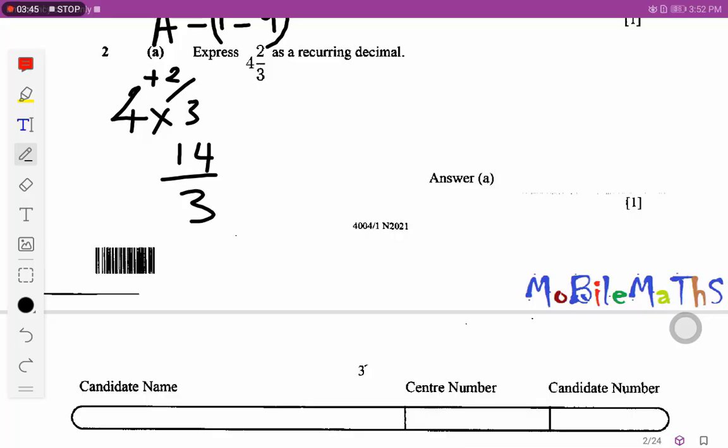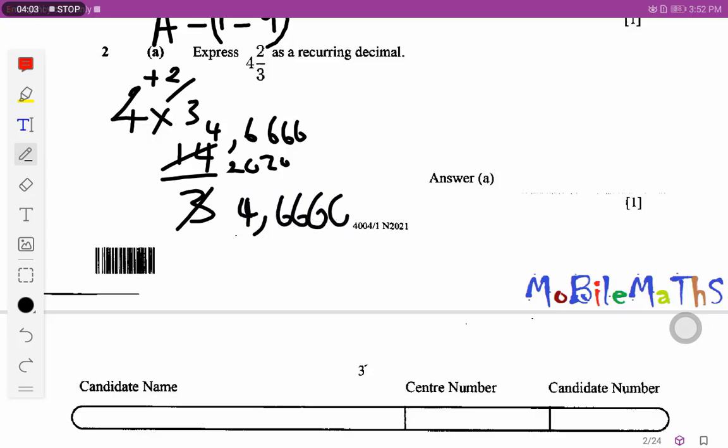Or else you can leave it like that. Let me just do this way and then I'll do the other one. So I'll say 3 into this one, that's a 4, remainder 2. 3 into 20, that's a 6. 3 into 20 again, remainder 2, 6, 6, 6. So we are getting 4.66666 going on. 6 is recurring, it's repeating itself. So you can simply write 4.6 with a dot above it. Others can write 4.6 with a bar over it. It's one and the same thing.